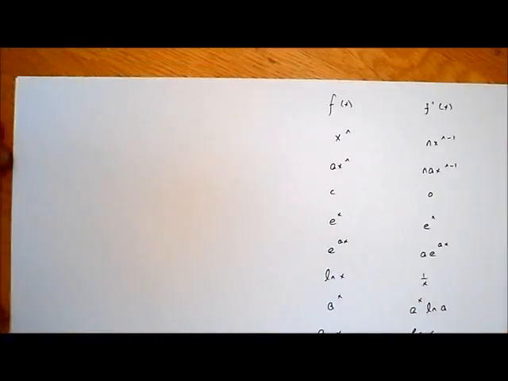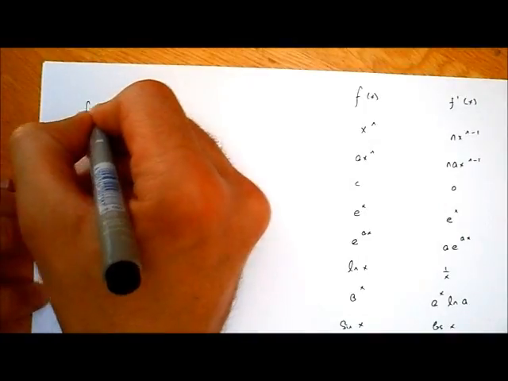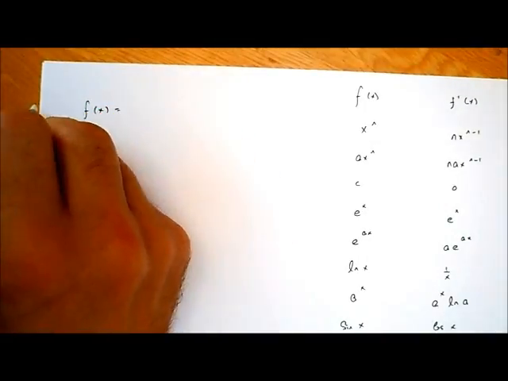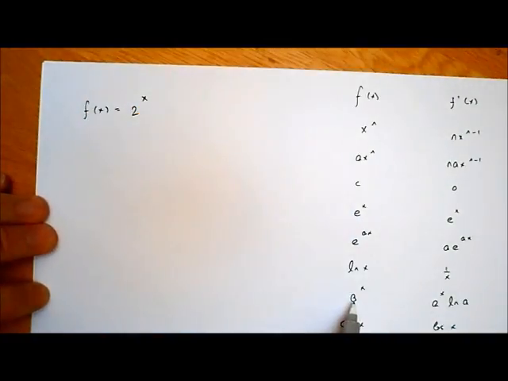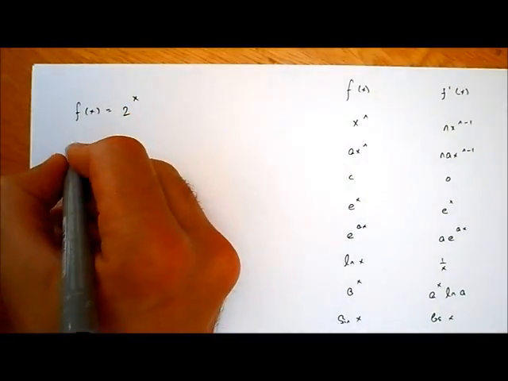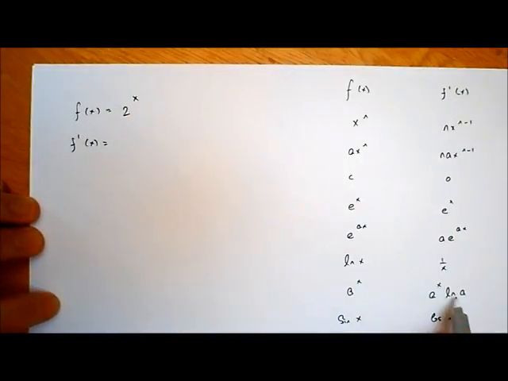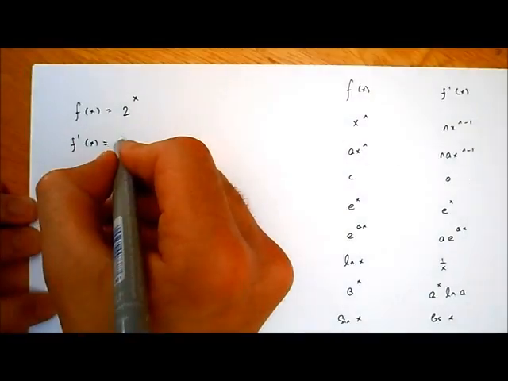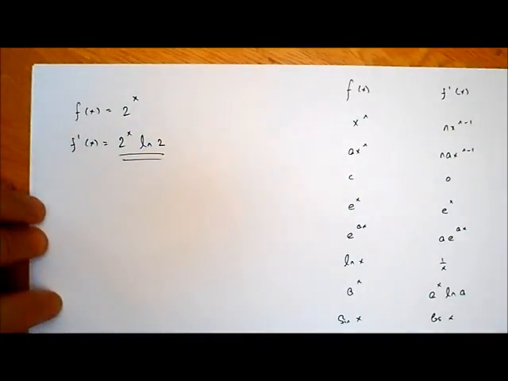Let's do an example of that one. Say we have f of x is equal to 2 to the power of x. That looks like this rule here. To find f dash x, 2 to the power of x will differentiate to give 2 to the power of x times the natural log of 2. So 2 to the power of x ln 2, and you can just leave your answer as that.